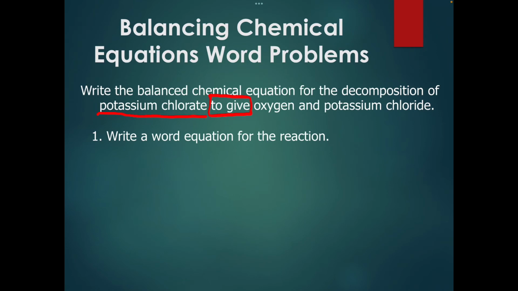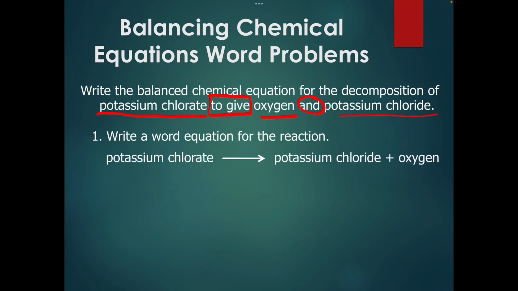That's going to be our reaction arrow. So potassium chlorate gives oxygen and potassium chloride. So we'll see this as oxygen plus potassium chloride. You'll notice that I've written these in a different order in this problem. That was intentional to show you that these can be in either order. You could have written oxygen and then potassium chloride, or you could write potassium chloride and then oxygen.